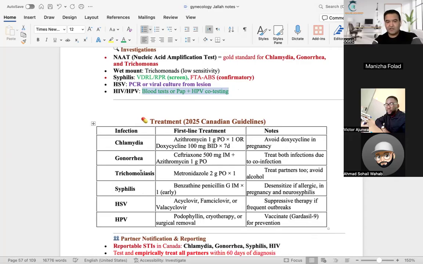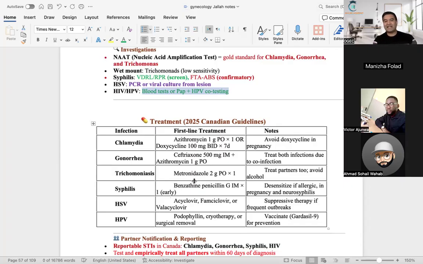It's up to you guys. Trichomoniasis, same thing as before. Syphilis, benzathine penicillin, 2.4 million. I have to add it. I think I forgot. But remember, for somebody who has syphilis and the patient is non-pregnant and the patient is in the primary or secondary phase of syphilis, in that case, you can use benzathine penicillin.